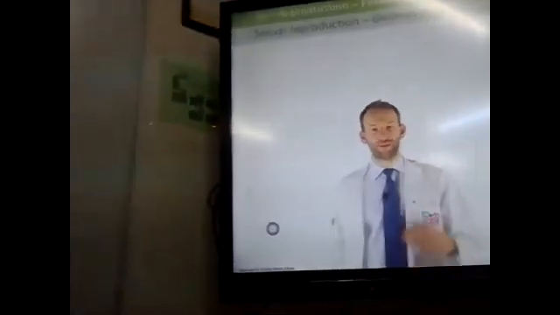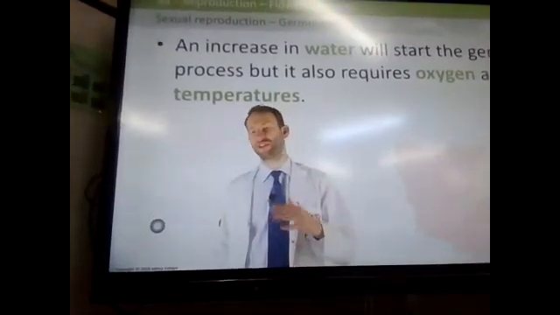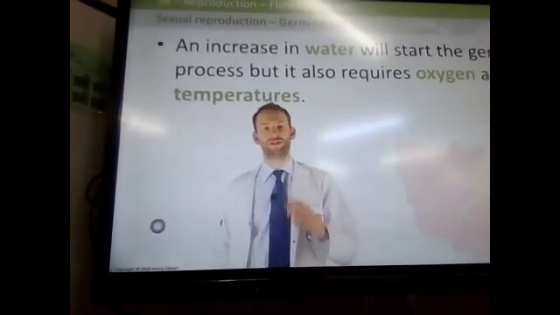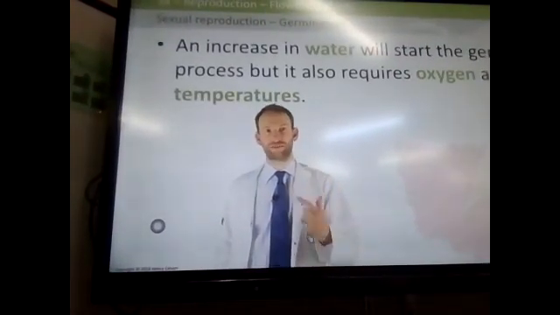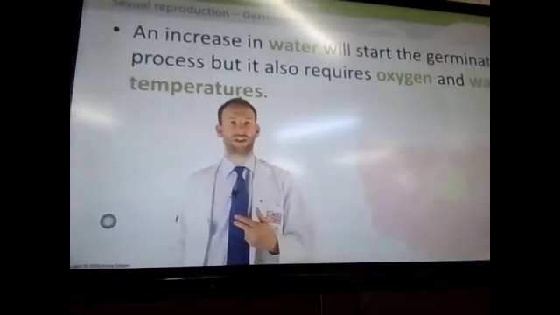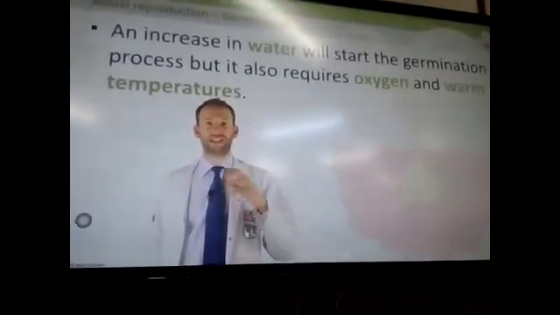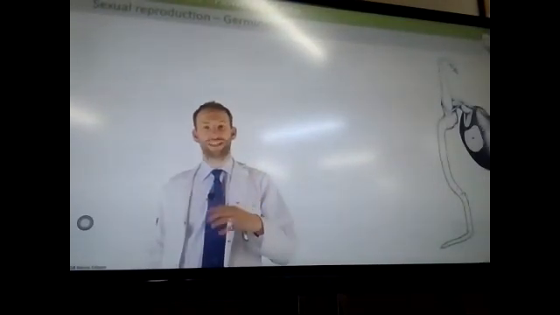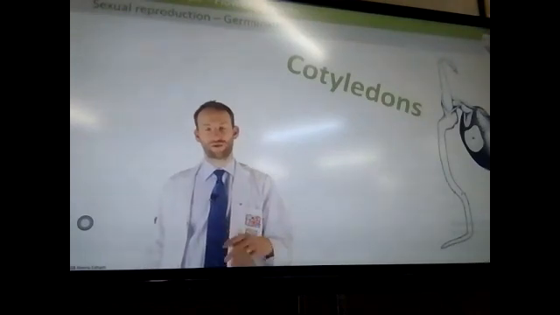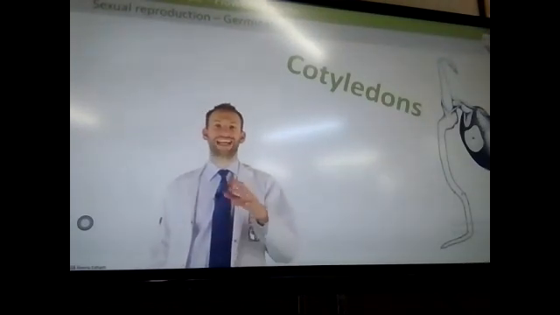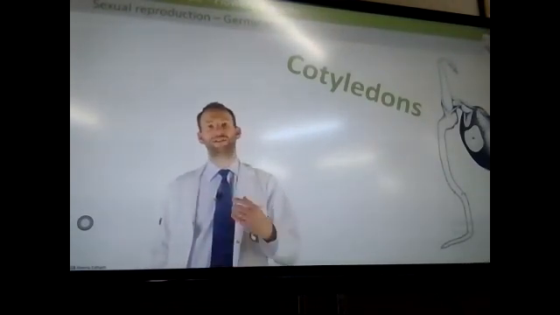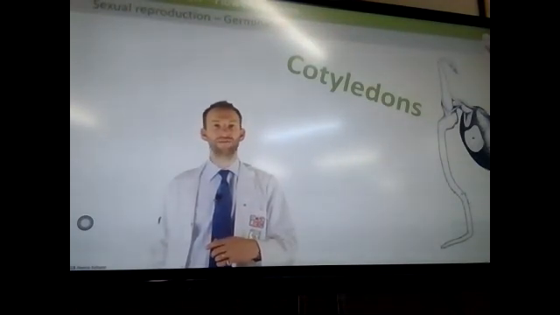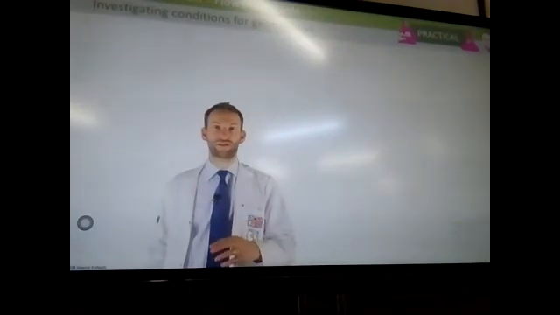But if you really increase the water levels and also give some oxygen and also make the temperature nice and warm, the seed will germinate. So you need water, temperature, and oxygen for germination to occur. The seed contains the little embryo, the little root, shoot, and one or two what we call cotyledons. Cotyledons are the food stores which provide the food to get the first bits of growth going until photosynthesis can occur.